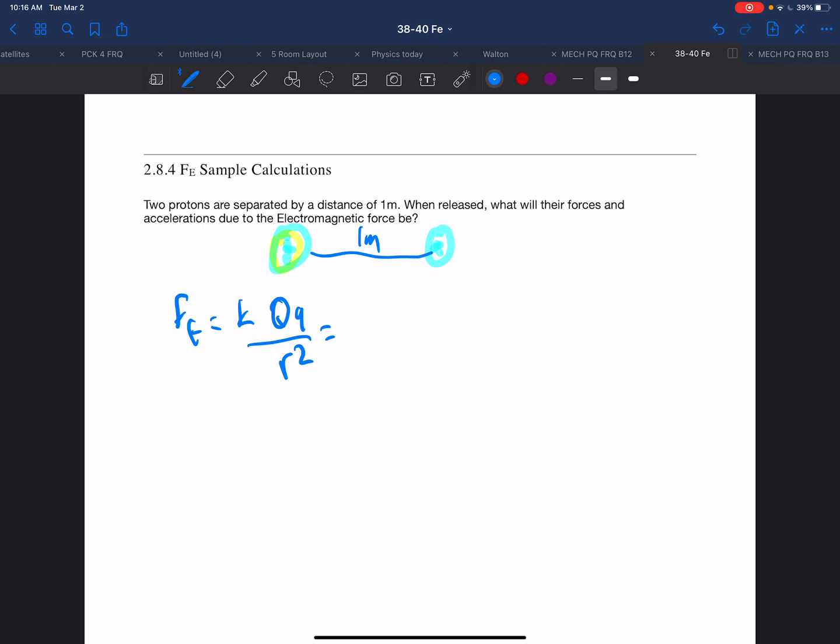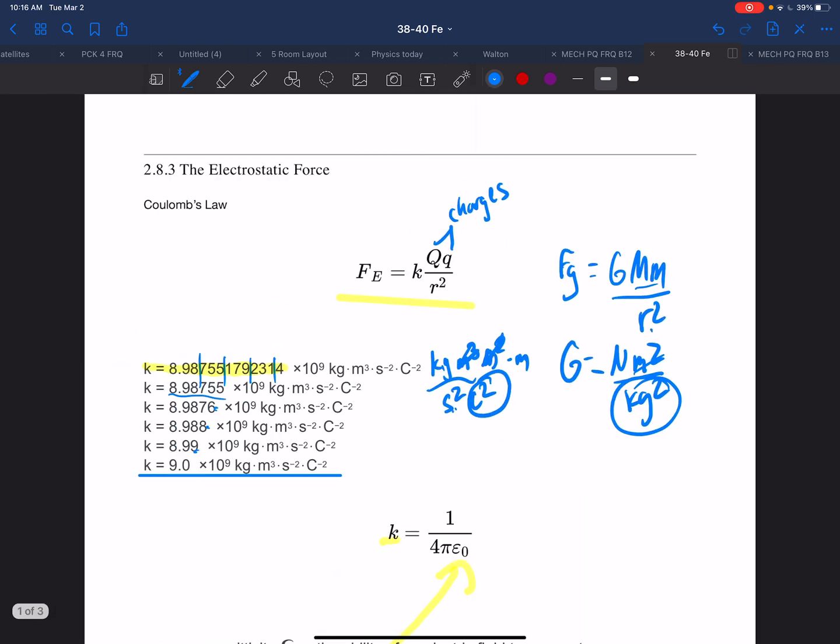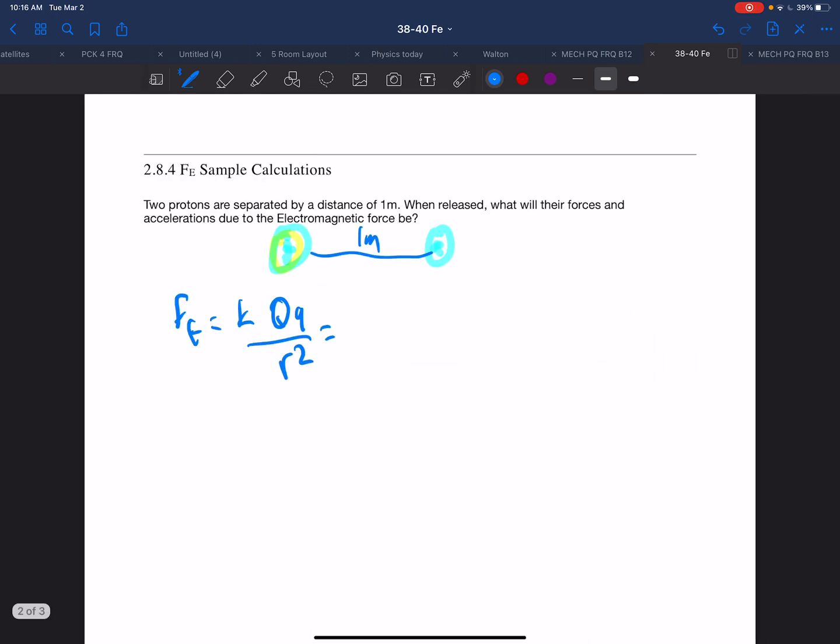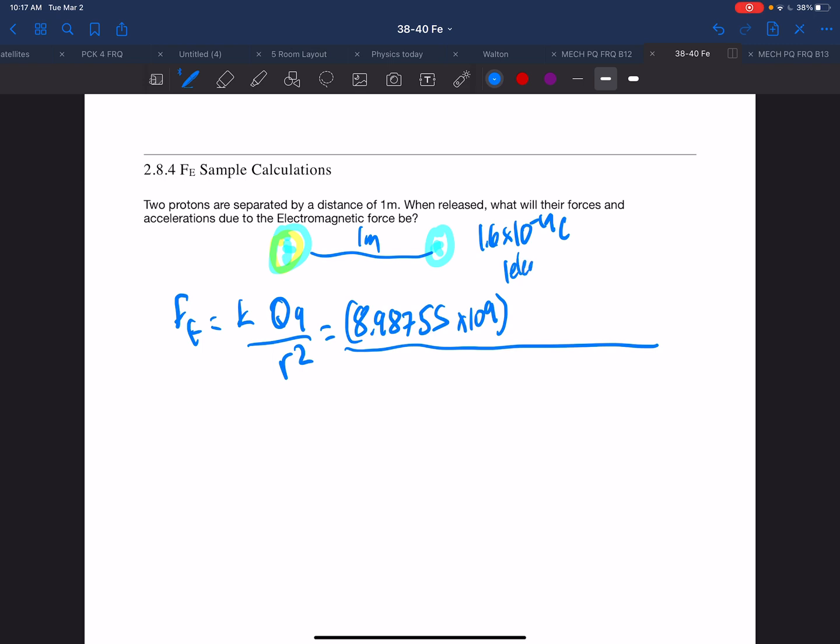And our K is 8.98755 times 10 to the 9th. Now, the charge on a proton is given in coulombs, and that number is 1.6 times 10 to the minus 19th coulombs. One elementary charge is 1.6 times 10 to the minus 19th coulombs.